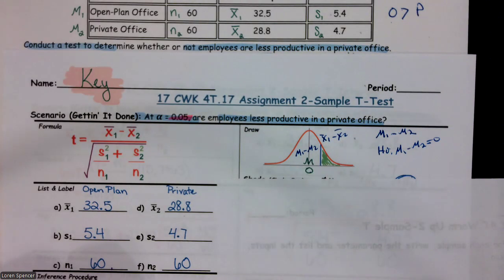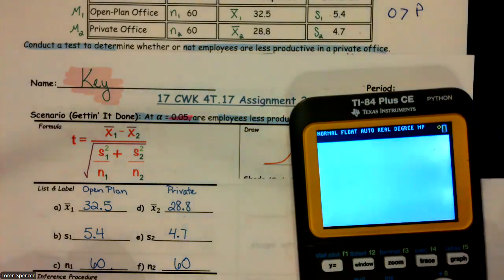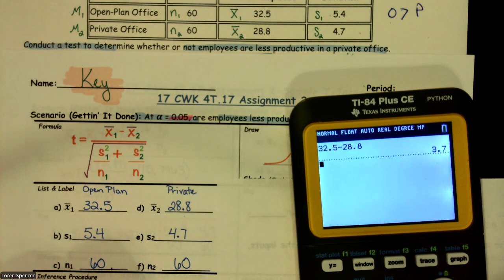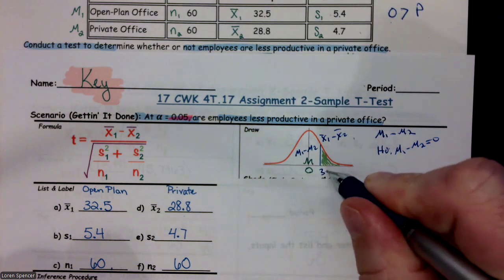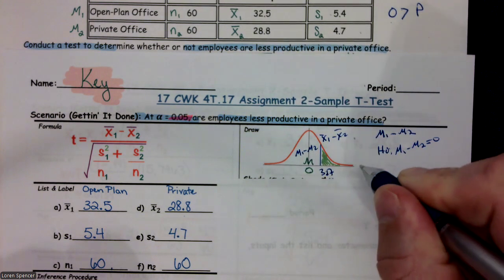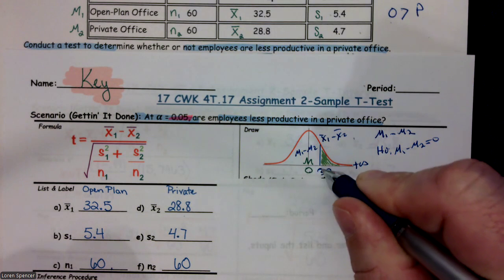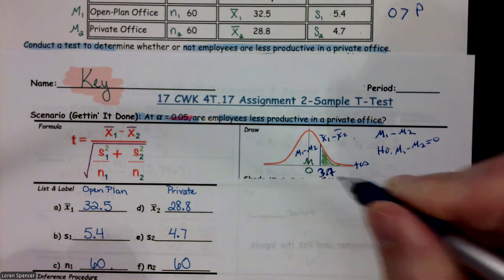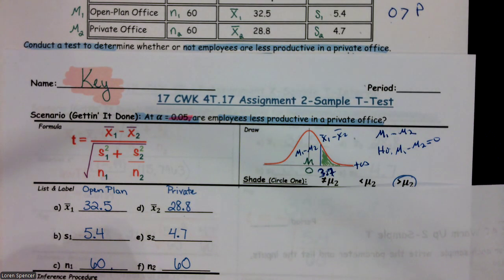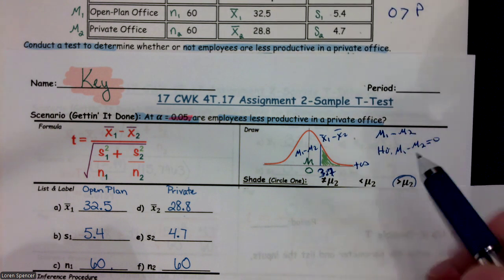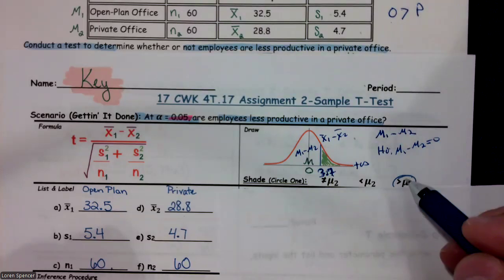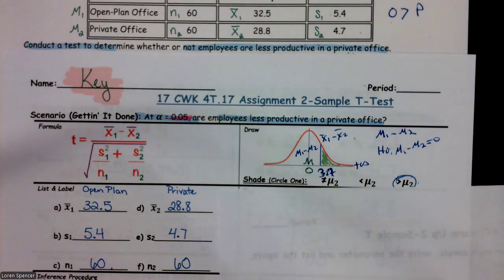Let's take 32.5 and subtract 28.8, and we get 3.7. So that tells me this difference right here is 3.7, and it goes all the way to positive infinity. And as we said earlier, we wanted to see if the open was greater than the private. So that would be the symbol that we're going to be using.